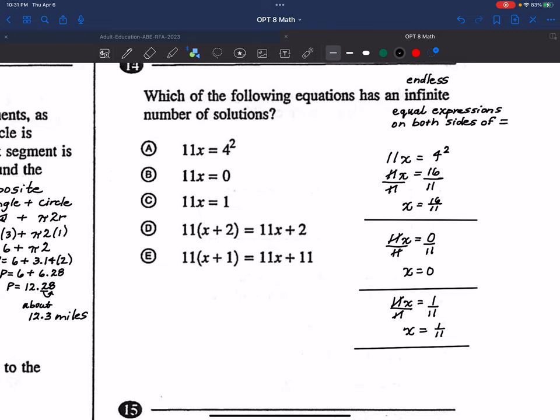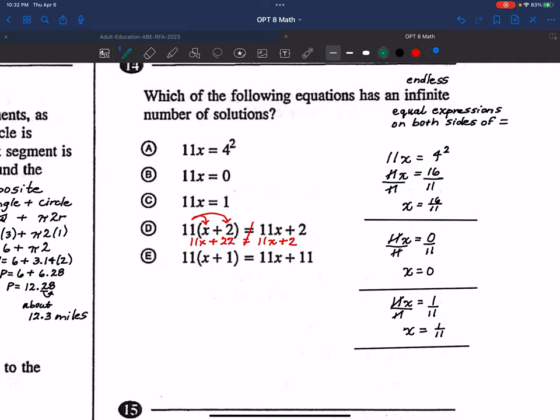This one, I'm going to need to use some distribution. So I'm going to say 11 times x. That's 11x. Plus 11 times 2 is 22. And that does not equal 11x plus 2. Those are not the same thing on the sides of those equations. That is not equal.